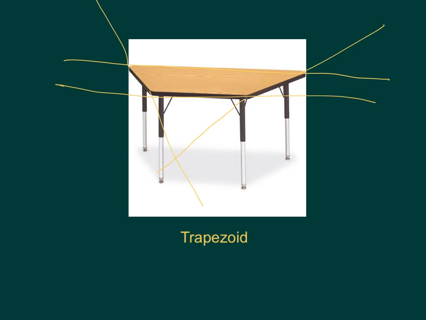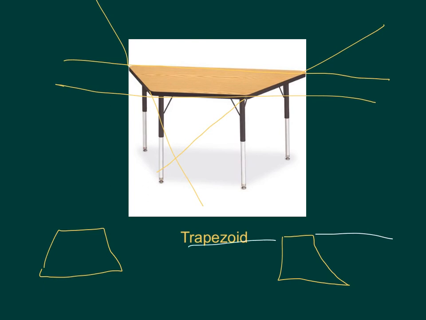The trapezoid kind of looks like this in this example. A trapezoid can also look like that. Because if we look here, we've got 1, 2, 1, 2. So those are parallel. However, these are not parallel.